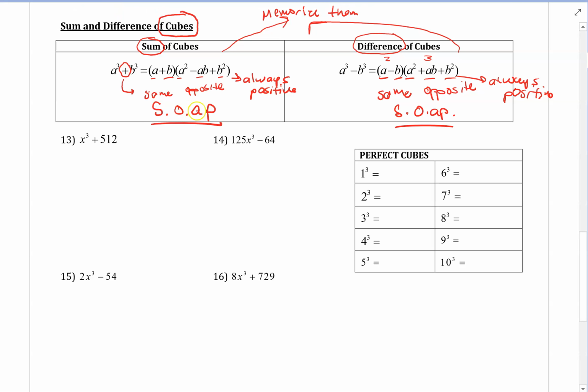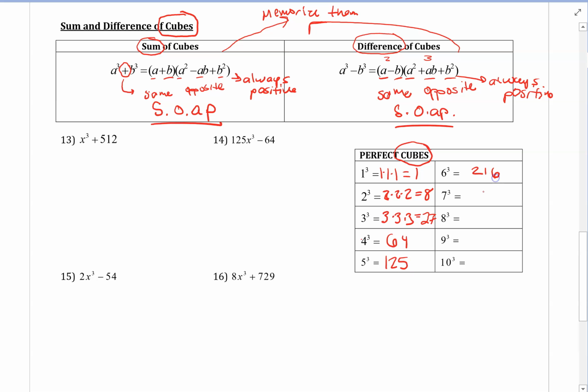Now, the next and probably the hardest part is recognition. Looking at numbers like 13, 14, 15, 16 and recognizing that they are sums or differences of cubes. So it helps if we first recognize some cubes. So 1 cubed, which of course is 1 times 1 times 1, is equal to 1. 2 cubed would be 2 times 2 times 2, which is 8. 3 cubed, which is 3 times 3 times 3, is 27. 4 cubed is 64. 5 cubed is 125. And 6 cubed is 216.